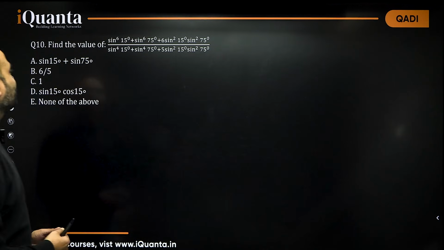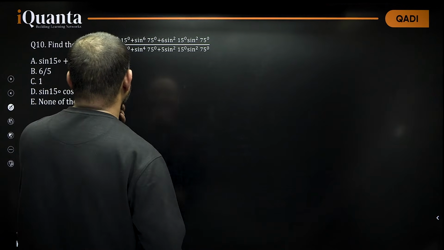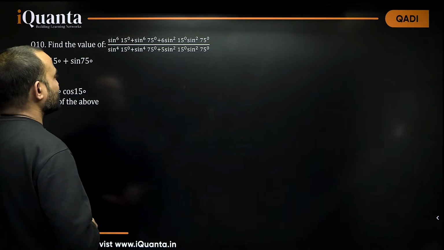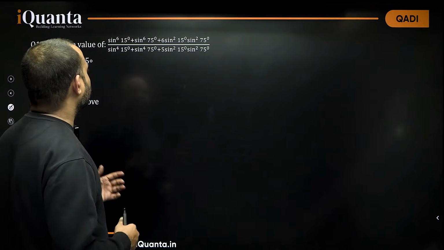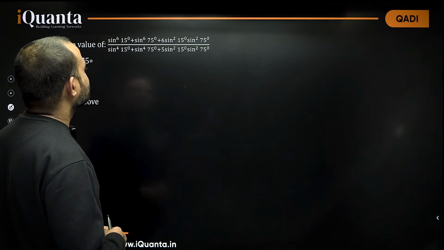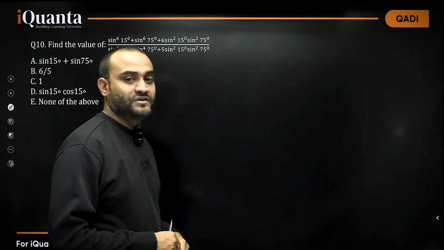Find the value of sin^6 15 degree, sin^6 75 degree plus 6 sin^2 15 degree into sin^2 75 degree upon sin^4 15 degree and sin to the power 4 75 degree plus 5 sin^2 15 degree into sin^2 75 degree.